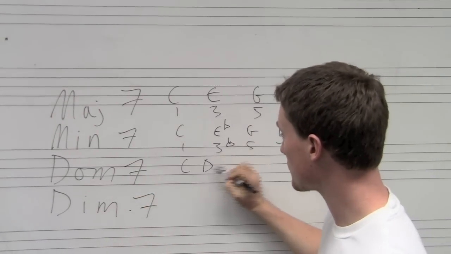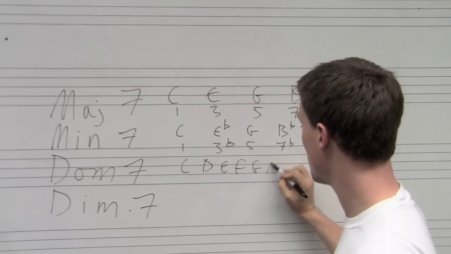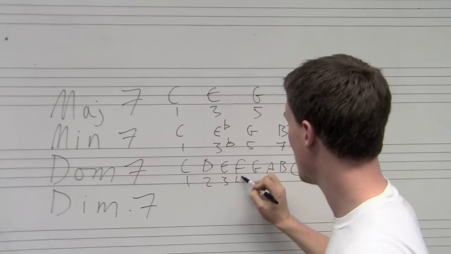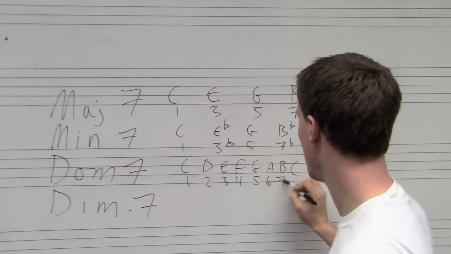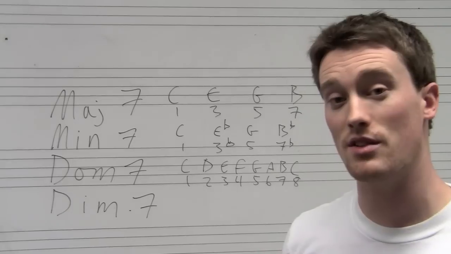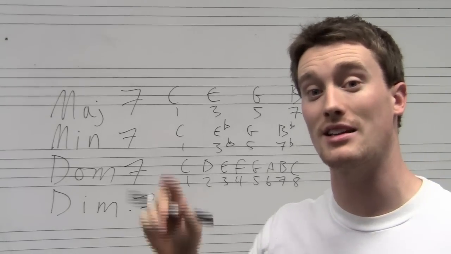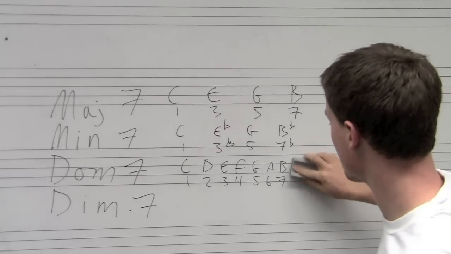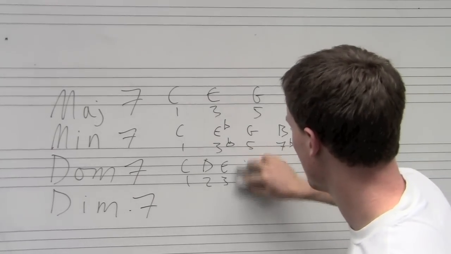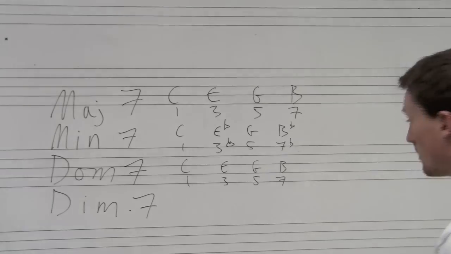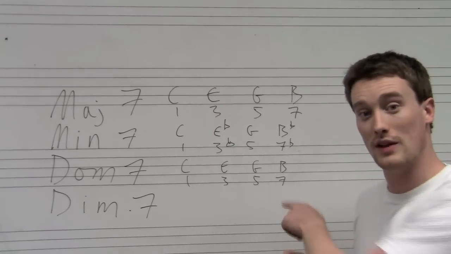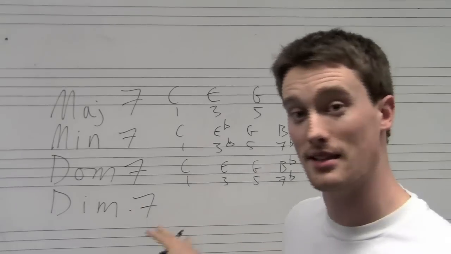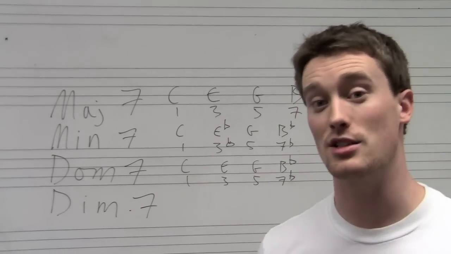Again, write out the scale. Okay, and dominant 7th, you want the 1, 3, 5, and a 7, but it's flat. The 7th is flat. So get rid of the other ones. So all you do, 1, 3, 5, 7, flatten the 7th, so B becomes B flat. Easy. And now we'll do the last one, the diminished 7th.